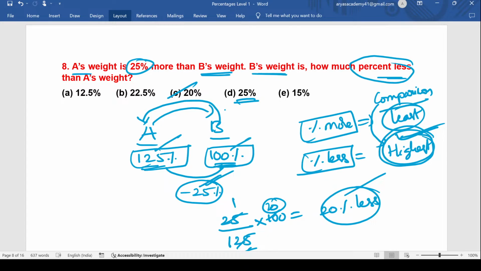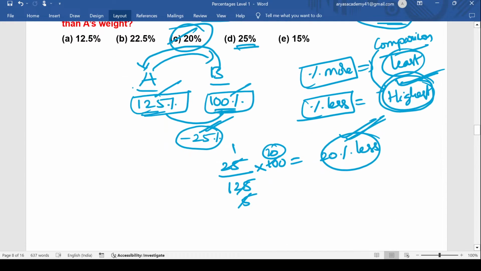You are comparing B to what? 125. So the difference between B and A is 25, and the 25 is being compared to A, not B. So A value is not 100, A value is 125. If you compare 25 to 100, it will become 25%. But when you compare 25 to 125, it is not 25%, it is actually 20%. And the correct answer for this question is option C, that is 20% less than that of A.